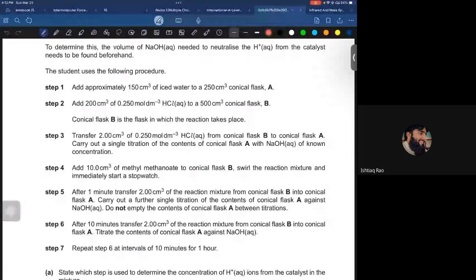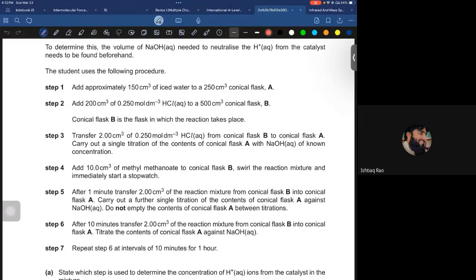Add 10 cm cube of methyl methanoate to conical flask B. Methyl methanoate is your ester. To conical flask B, swirl the reaction mixture and immediately start a stopwatch.